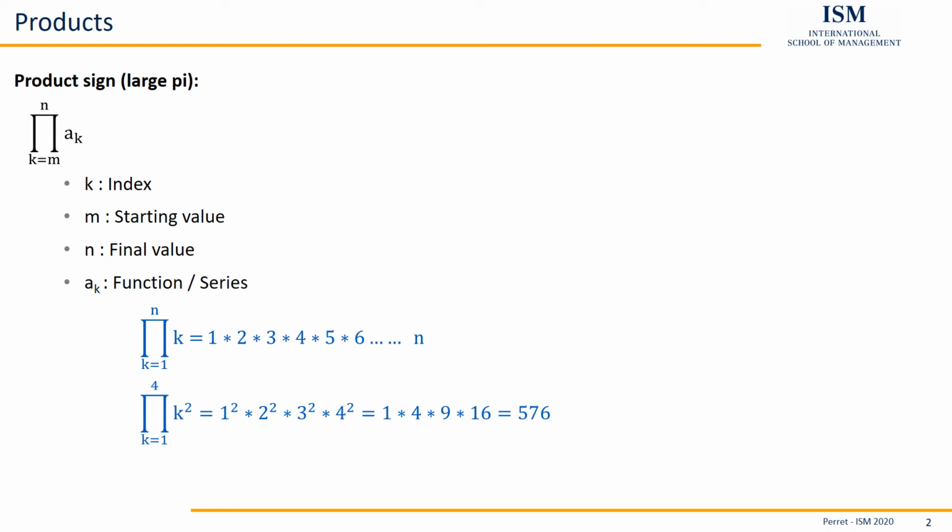And then I can just evaluate what I got here. So I get 1 squared times 2 squared times 3 squared times 4 squared. So 1 times 4 times 9 times 16 gives me 576. And well, that's always the same with these product signs. And as I said, we can use them, for example, if we want to write down the factorial in a slightly more professional way, as with 1 times 2 times 3 times 4 times something.